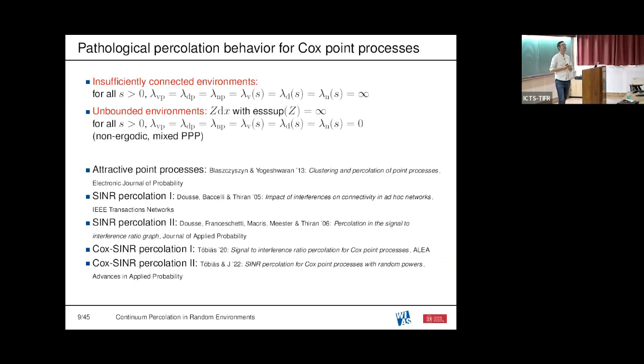You have to impose some conditions on the environment in order to see non-trivial behavior. Also here, let me mention some other works in that direction. For instance, here a work by Yogesh, where they want to move beyond the Poisson case, considering attractive point processes. And they also feature an example of a Cox point process that only has a supercritical phase.